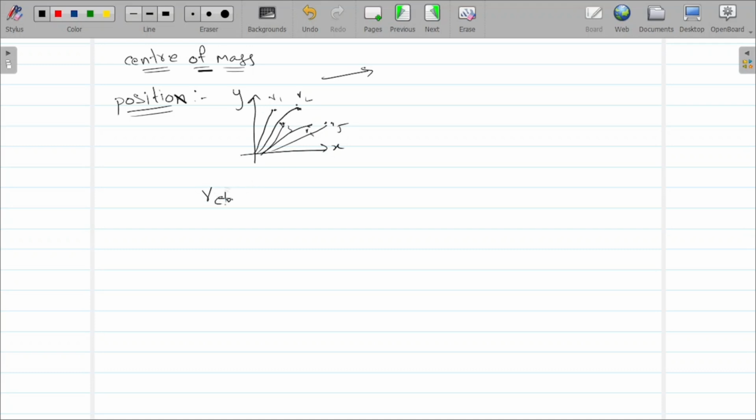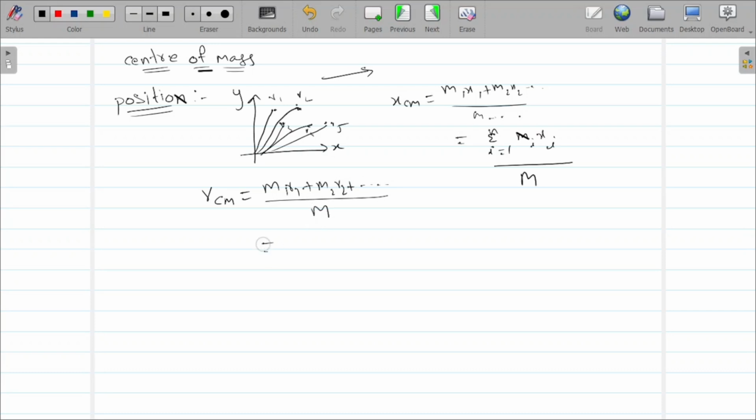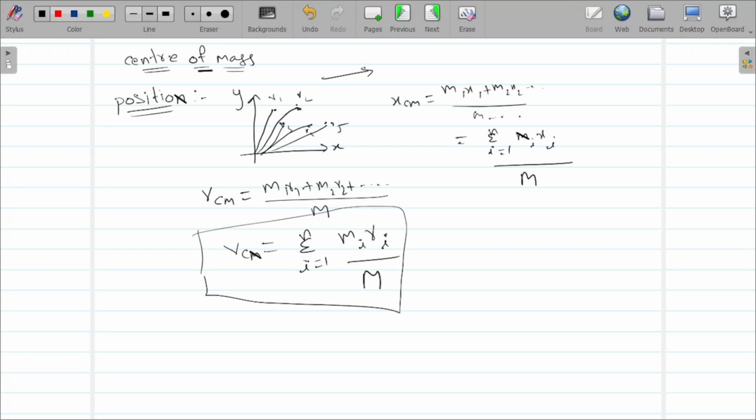Each particle has mass m1, m2, m3, m4 and m5. So how do we find the position of center of mass? Already we know that along the x-axis, the center of mass is m1 x1 plus m2 x2 and so on, divided by m1 plus m2 plus m3 and so on. This is simply written as summation i equal to 1 to n of mi xi by total mass M. Similarly, RCM equals m1 r1 plus m2 r2 and so on, by total mass M. So simply, this is written as summation i equal to 1 to n of mi ri by M. This is for the position of center of mass.